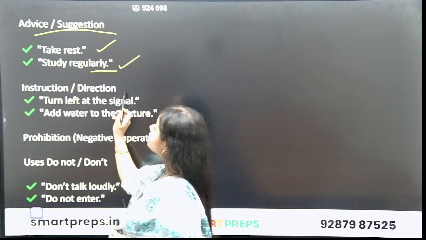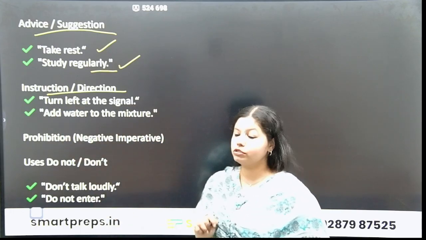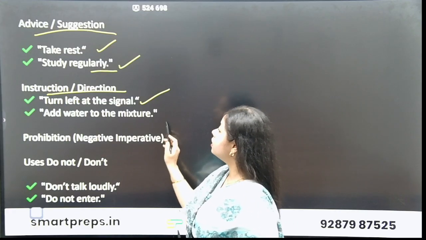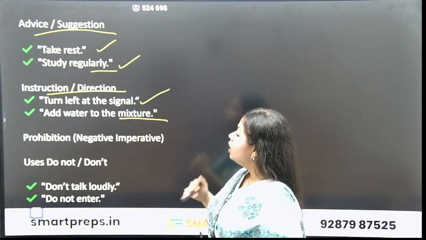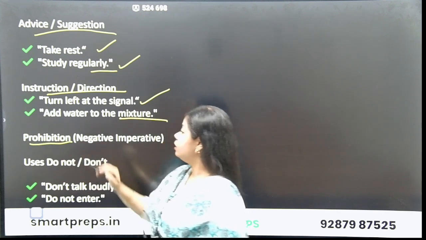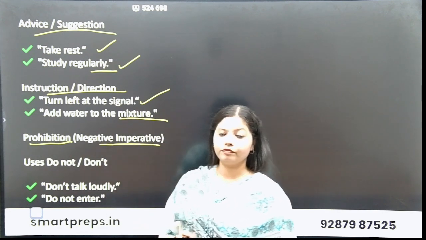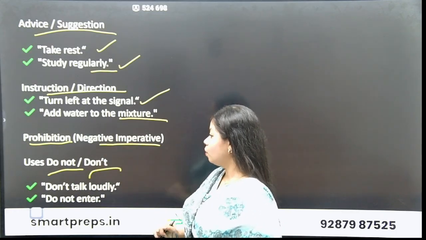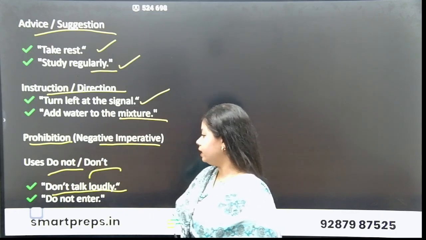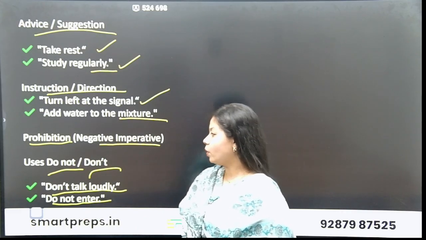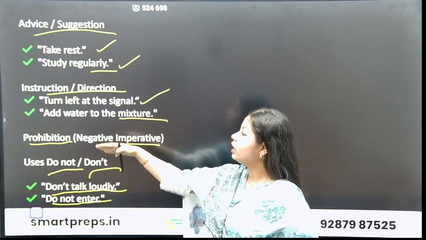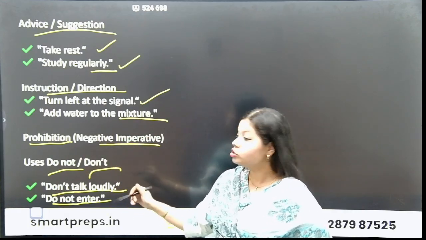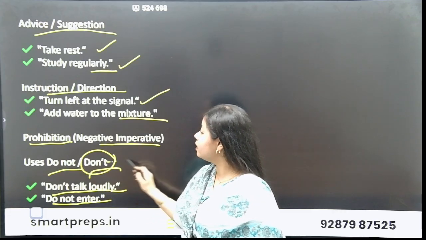Next, another type is instruction or direction. Turn left at the signal. Add water to the mixture. Now, another type is prohibition, or negative imperative, which uses do not or don't. Don't talk loudly. Do not enter. So whenever there is a prohibition or negative imperative, we use do not or don't.